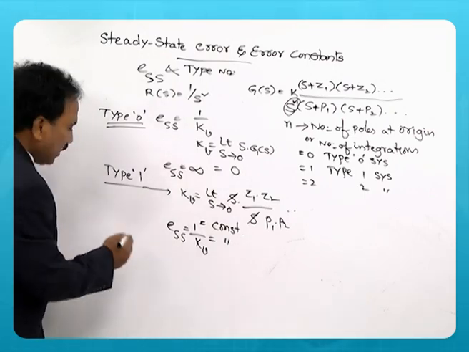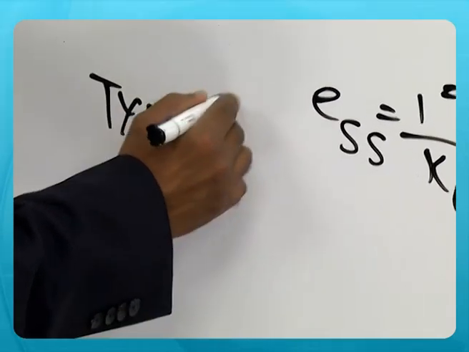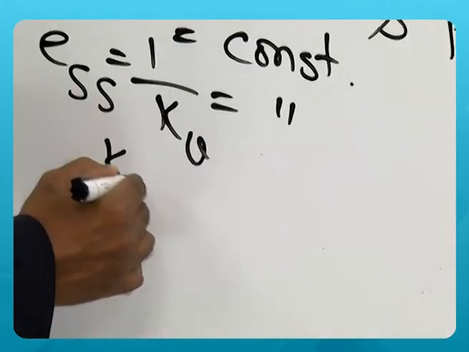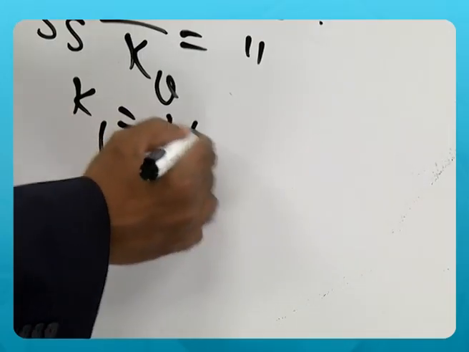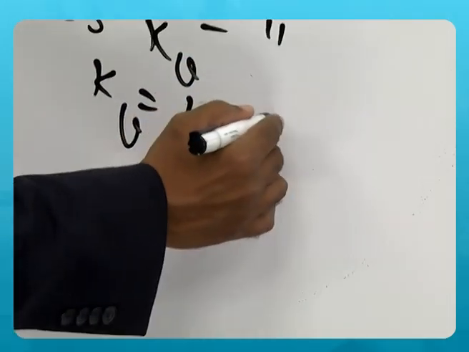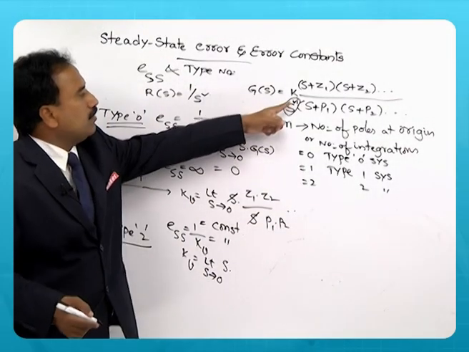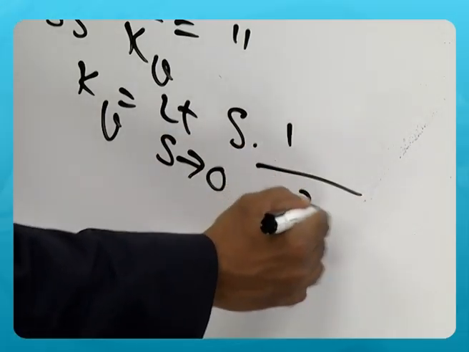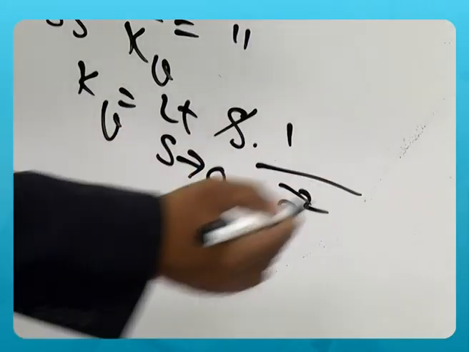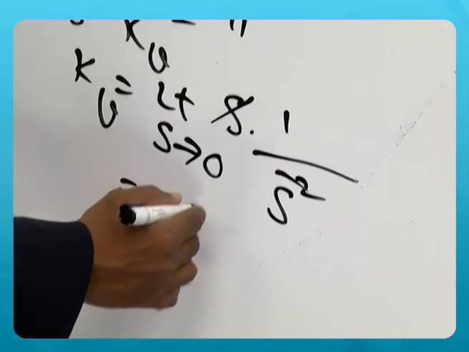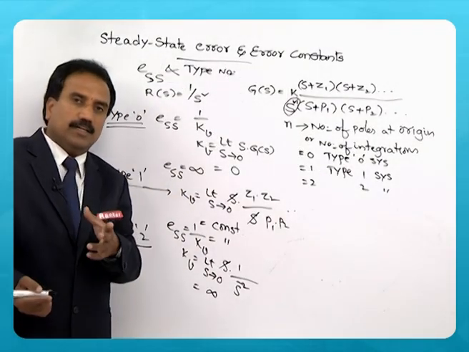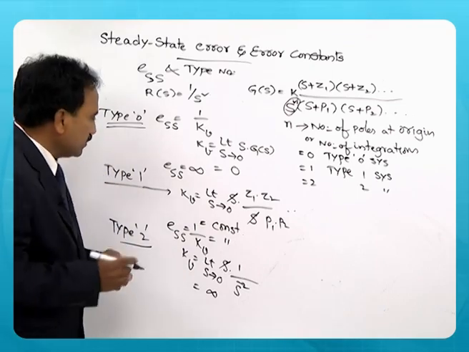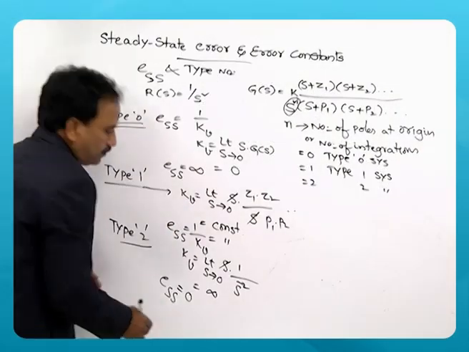Now, let us increase again to type 2. If there are 2 poles at origin, then again if you calculate the Kv, limit s tending to 0, s into the given function has now 2 poles at origin. So, you have s square term in the denominator. So, s gets cancelled. So, you have Kv now infinity. So, this is a good thing that for type 2 system Kv, velocity error constant, has become infinite. So, the steady state error becomes 0.